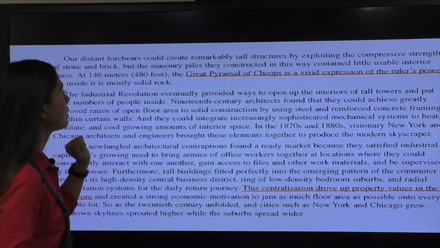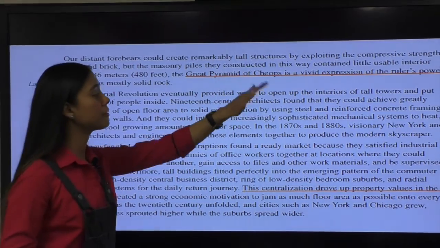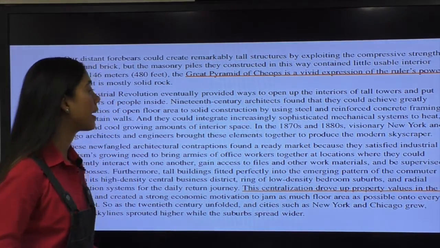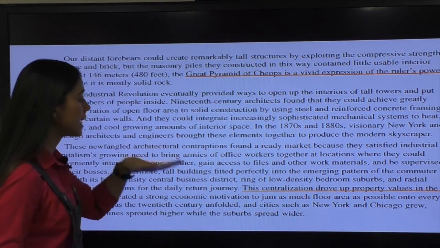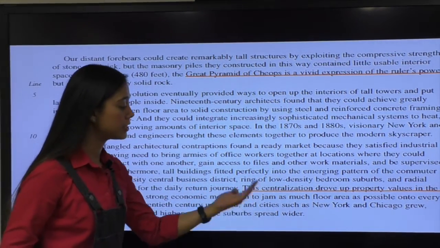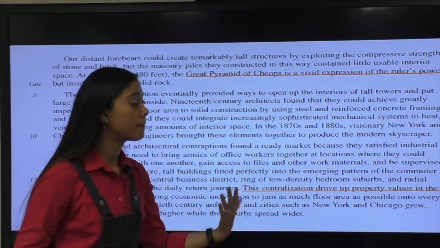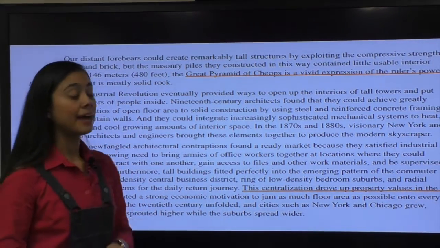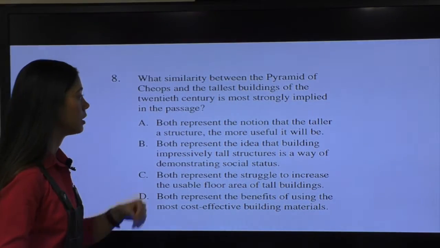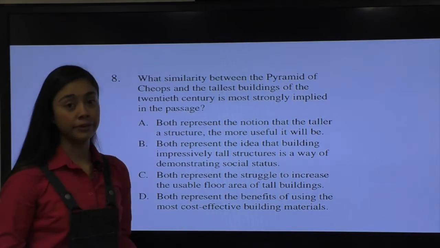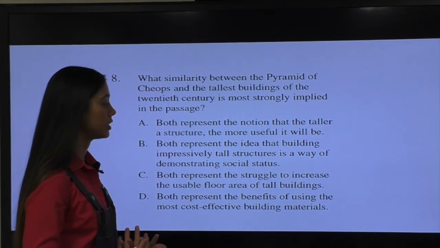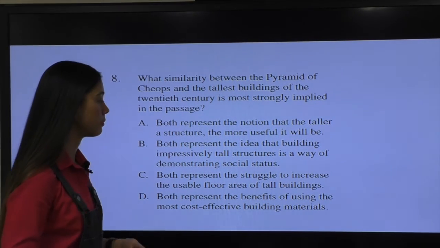And the first paragraph says, the Great Pyramid of Cheops is a vivid expression of the ruler's power, while the skyscrapers, their centralization drove up property values in the urban core. So if we go back to our question, they're saying what is a similarity? So option A says both represent the notion that the taller a structure, the more useful it will be.